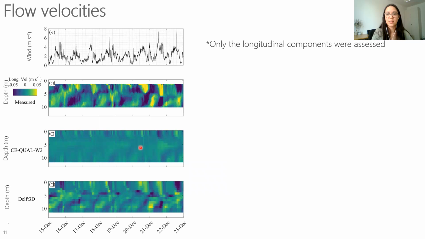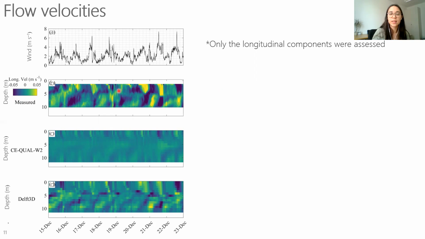And then flow velocities. Here, in the first panel, we have wind measured over time. We select a shorter period of the day just to have a closer look at what was happening. And here, in the first panel, we have the measurements. The colors represent the longitudinal velocity. So we only compare the longitudinal to be fair with C-qual, which only has this component. And negative values are going upstream and positive values are going downstream.